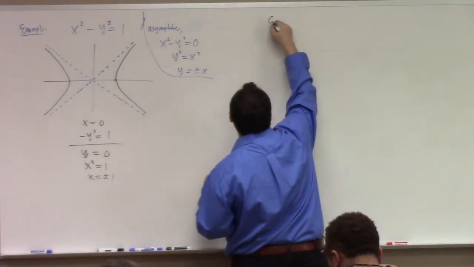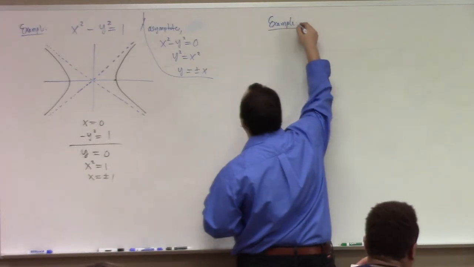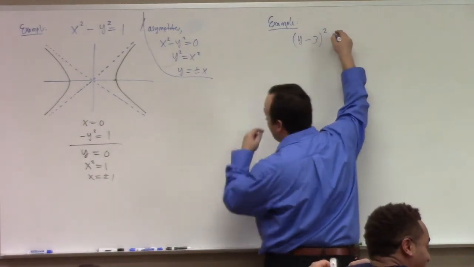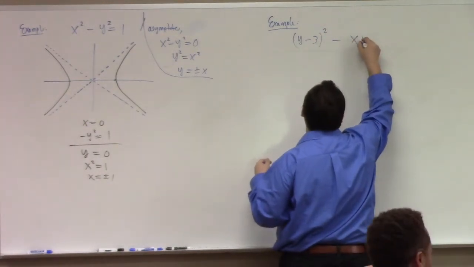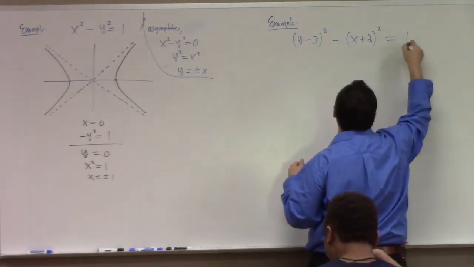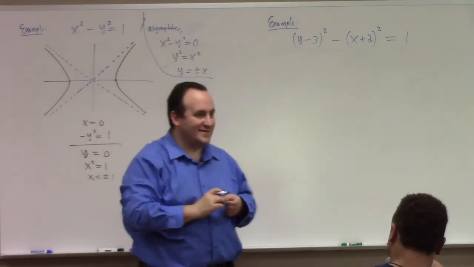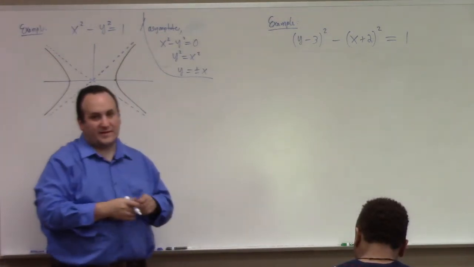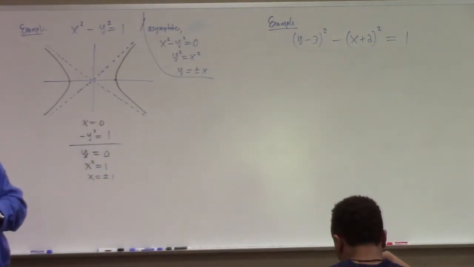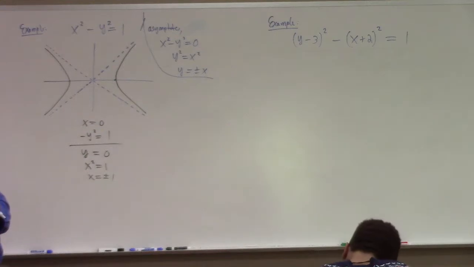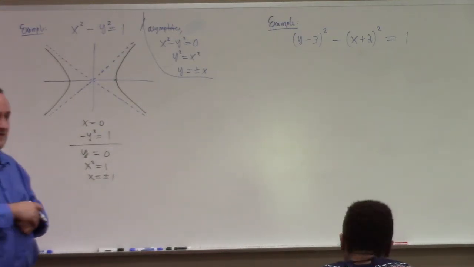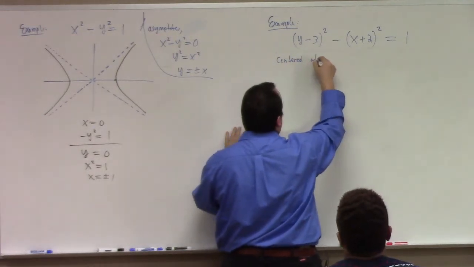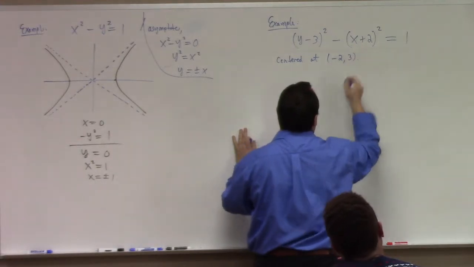All right, example. Anyway, another one here would be something like y minus 3 squared minus x plus 2 squared equals 1. This one is going to be a hyperbola because it's got a difference of squares. But it's not centered at 0. Where is it centered? Minus 2, 3.